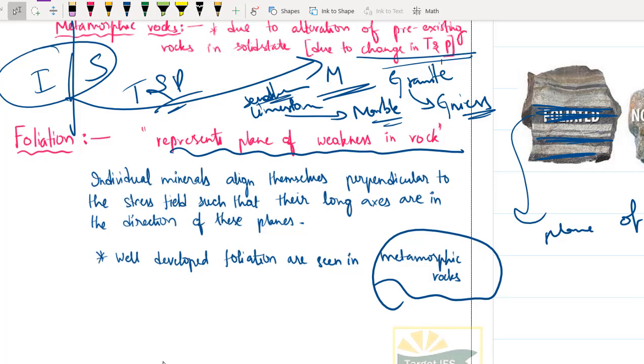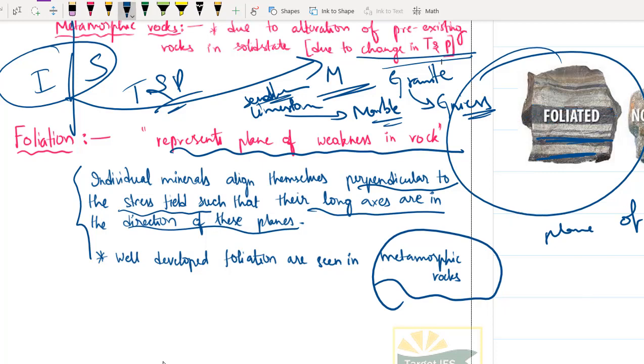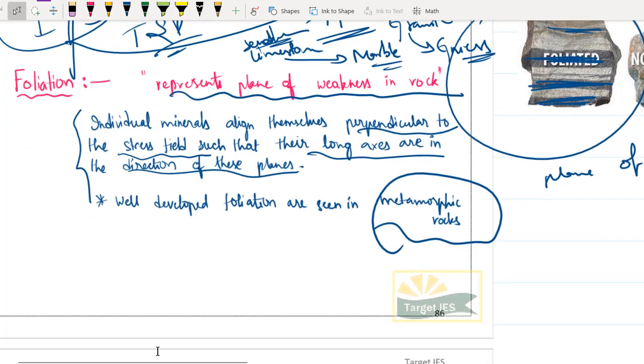Okay, so what is happening? The individual minerals present in our rocks are aligning themselves perpendicular to the stress field such that their long axes are in the direction of these planes, and that's why we can clearly see such a difference, or foliated structure, in our metamorphic rocks. I hope it is very clear. Now let us see a very important topic.